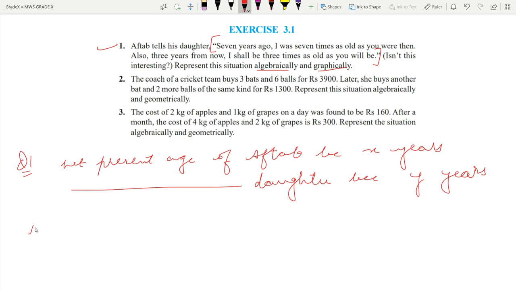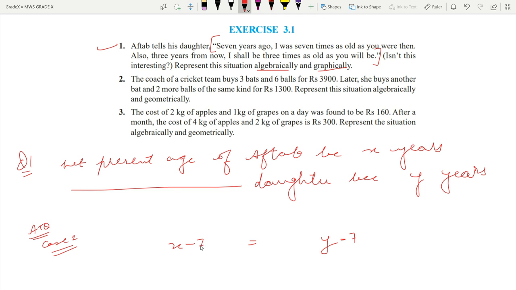Now, according to the question, we'll make the first equation. Case 1. What is the first statement? 7 years ago. First of all, write the ages of both Aftab and daughter in front to make the equation. 7 years ago, they both would be 7 years younger. The age of both will become 7 years less.